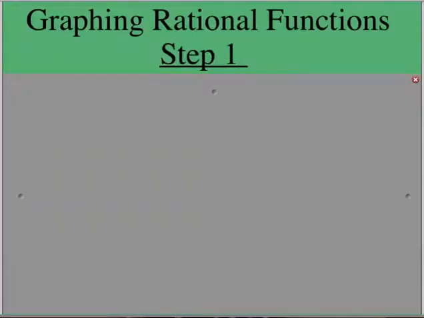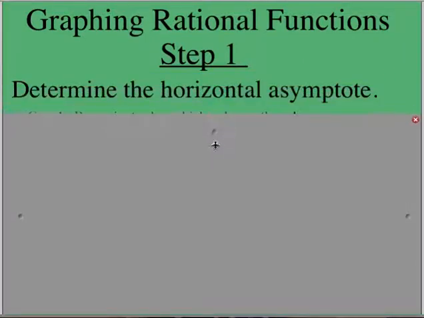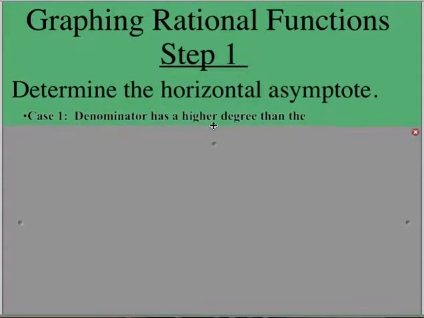So this video is going to cover the 10 steps to graphing a rational function, and then it's also going to cover writing an equation of a rational function. And so here is the first step. It says determine the horizontal asymptote.